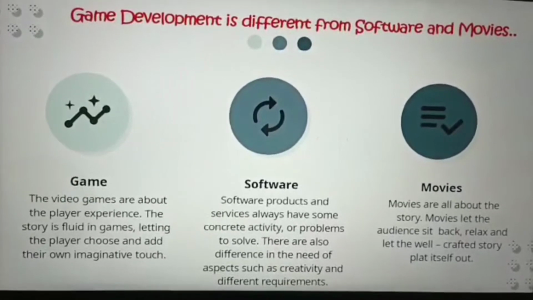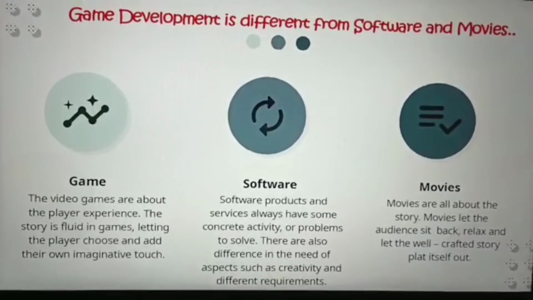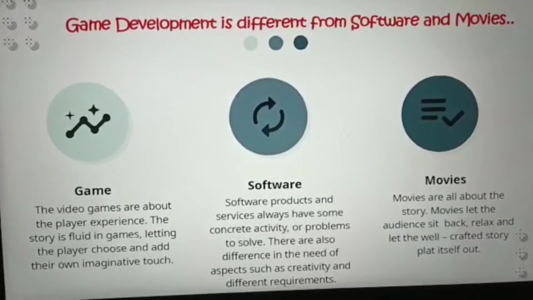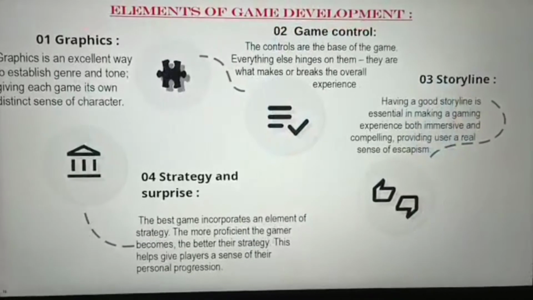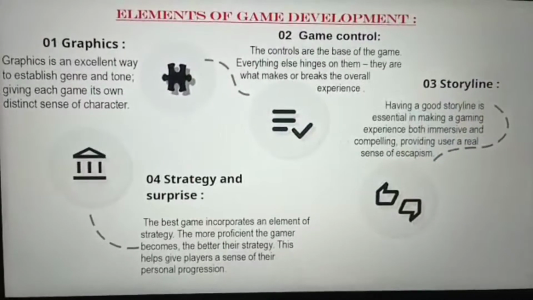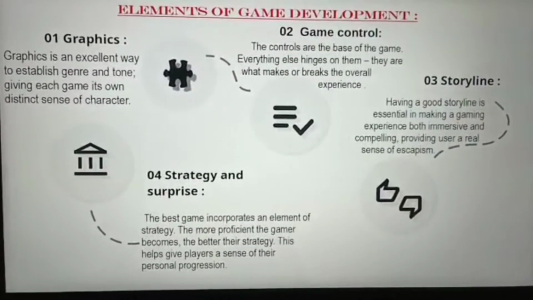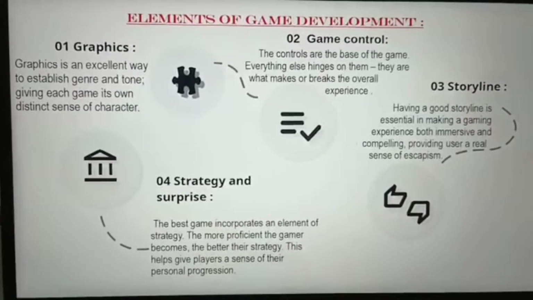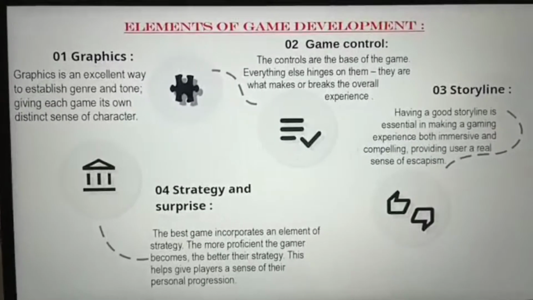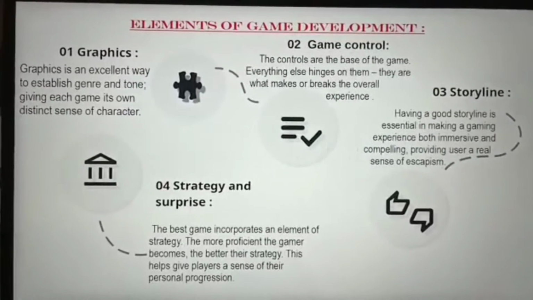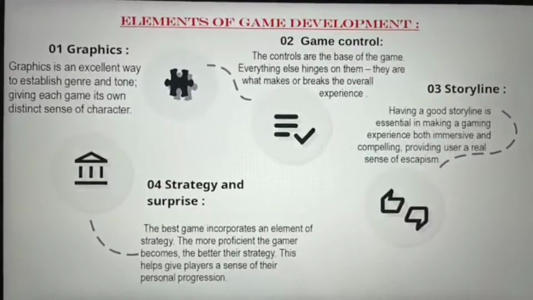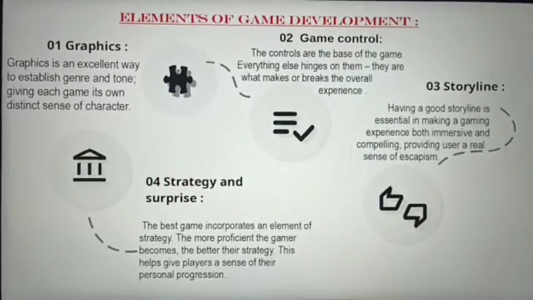And moving further towards the elements of game development. What are the elements of game development? The first one is graphics, second one is game control, third one is storyline, and the last is strategy and surprise. The first, graphics. Graphics is an excellent way to establish genre and tone, giving each game its own distinct sense of character.